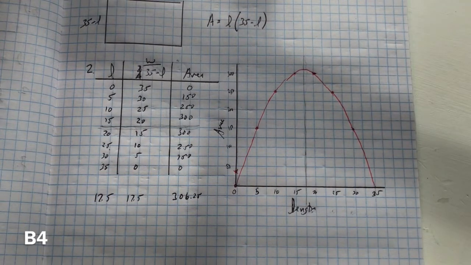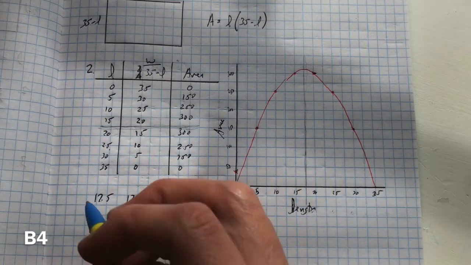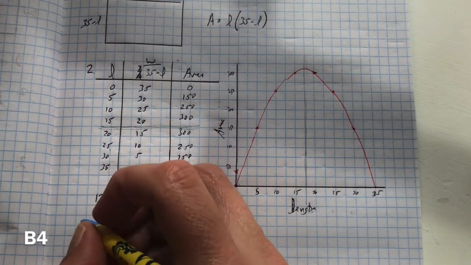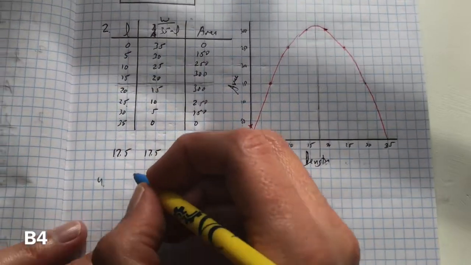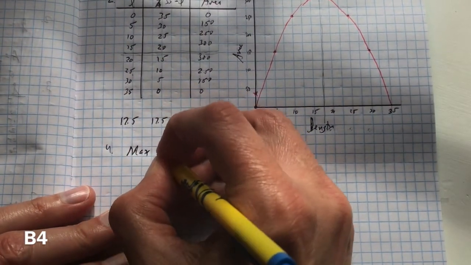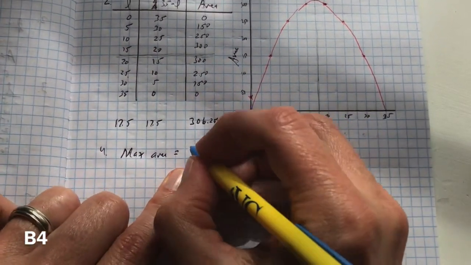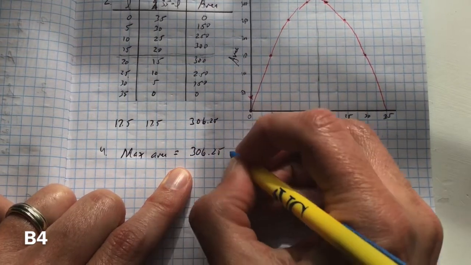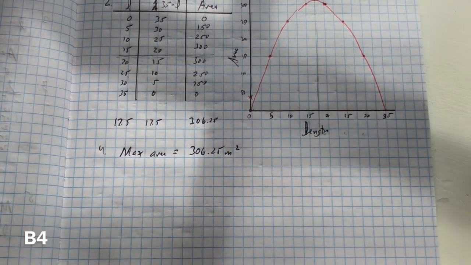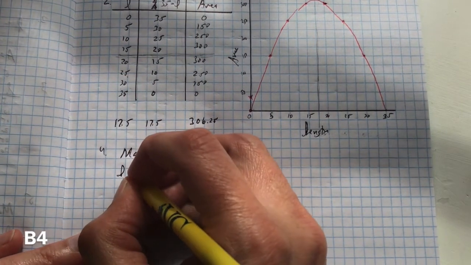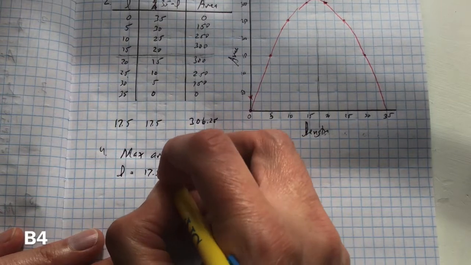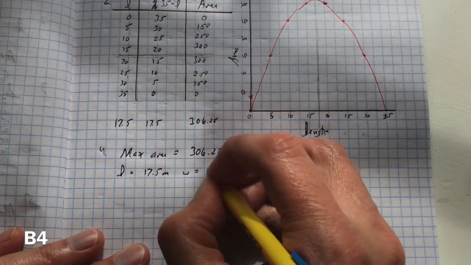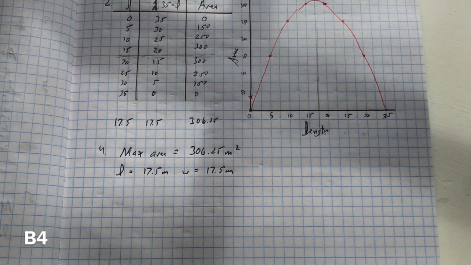That's the maximum area. So in this case, for number 4, the max area is equal to 306.25 meters squared. And the question that comes up after that says, well, what dimensions correspond to that? So the length is equal to 17.5 meters. The width equals 17.5 meters to get that. Again, it's a square that shows the maximum area for this.